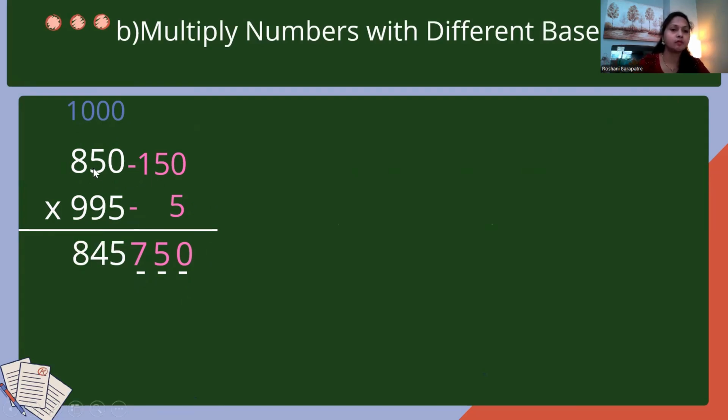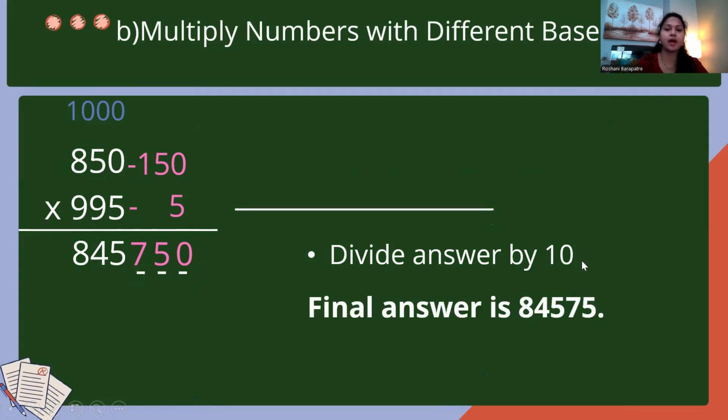Then we will find the cross answer. 850 minus 5 or 995 minus 150. We will get the same answer, 845. And this will be our answer. This is not our last answer. Okay. The correct answer will be when we divide this answer by 10, we will get the final answer. This one.